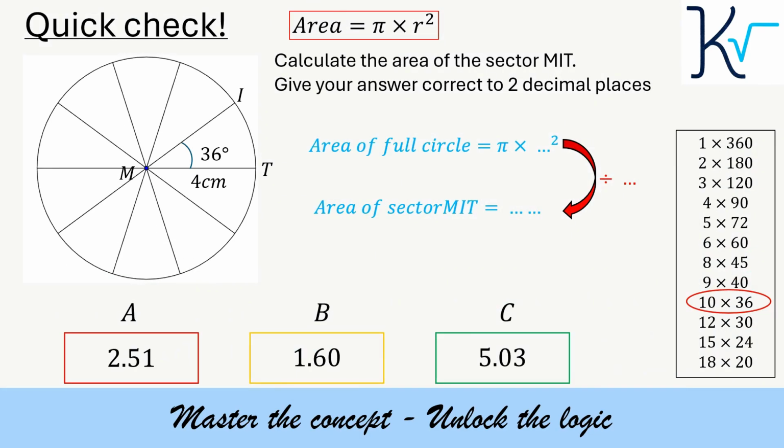Alright, time for a quick check. On your screen, the sector MIT, of which we want to calculate the area, correct to 2 decimal places. Press pause, take a pen and paper, and give it a go. Once you have the answer, write A, B, or C in the comment section below, then press play to move on to arcs and arc lengths.